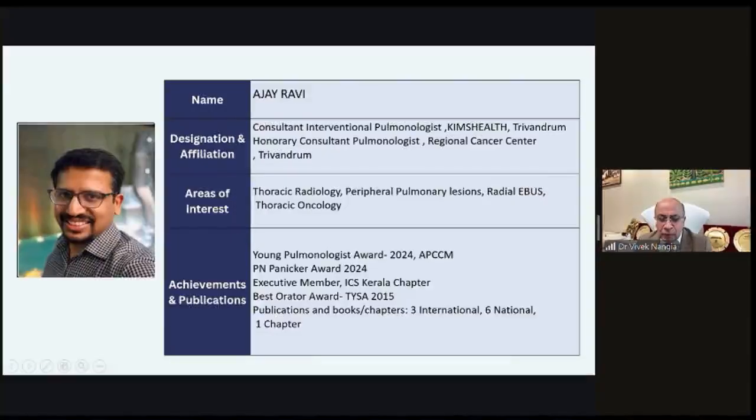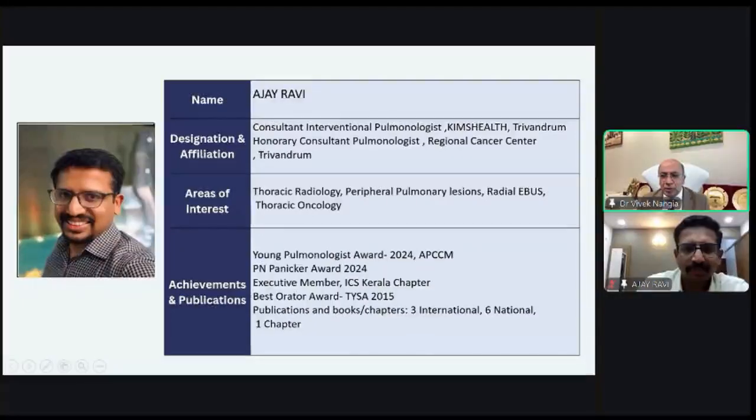He is a consultant interventional pulmonologist at KIMS Trivandrum, honorary consultant pulmonologist at Regional Cancer Center Trivandrum. His areas of interest are thoracic radiology, peripheral pulmonary lesions, radial EBUS, thoracic oncology, and that is exactly the reason why we have him here on this topic, because he'll be telling us step by step how endobronchial biopsies, transbronchial biopsies, and transbronchial lung cryobiopsies are taken.